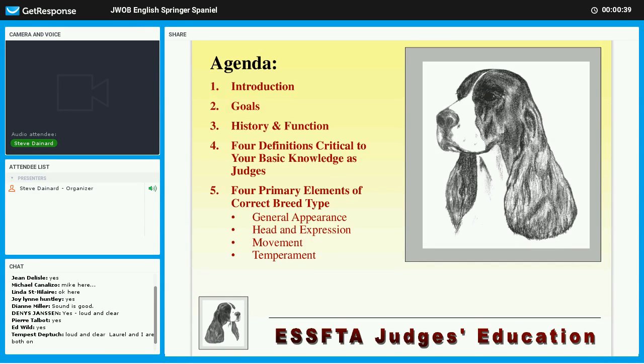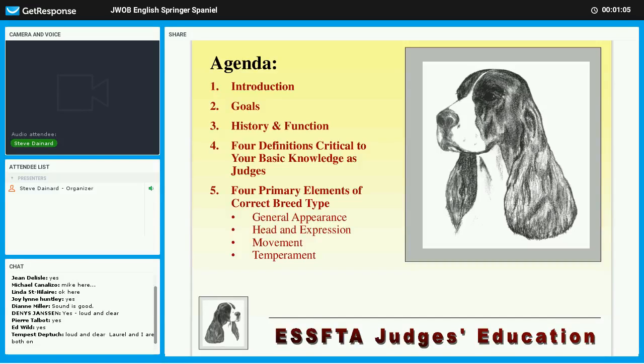This standard presentation is made by ESSFTA, the English Springer Spaniel Field Trial Association, which is the parent club for the English Springer Spaniel in the US. So we're going to go through this. The standard is amazing. It's very descriptive, and they've done a great job at presenting the standard for judges' education purposes in logical and sequential order for everyone to understand.